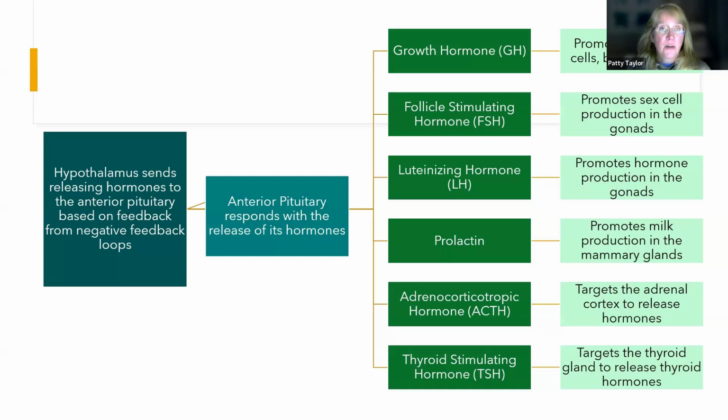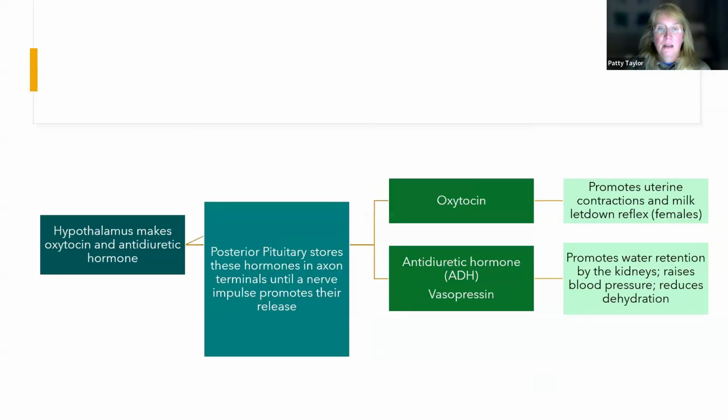Now the last one, thyroid stimulating hormone. Stimulating hormones come from the anterior pituitary. This tells us where we're going. We're going to tell the thyroid gland to make and release its thyroid hormones. Now, the posterior pituitary is a different type of tissue. It's nervous tissue, and it is storing 2 hormones for the hypothalamus until they are released through neural stimulation.